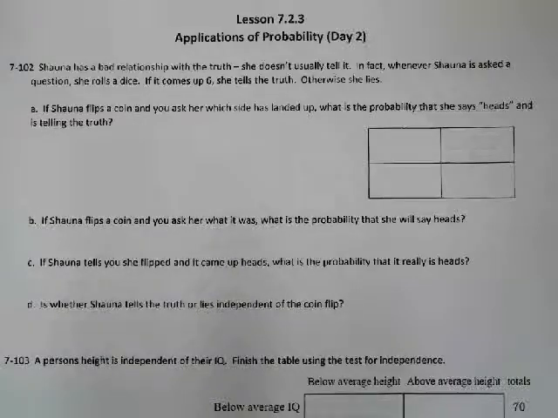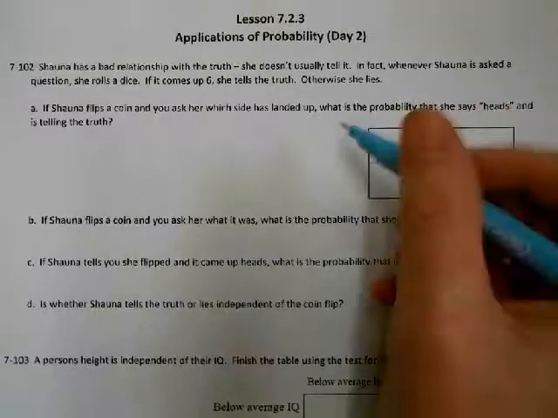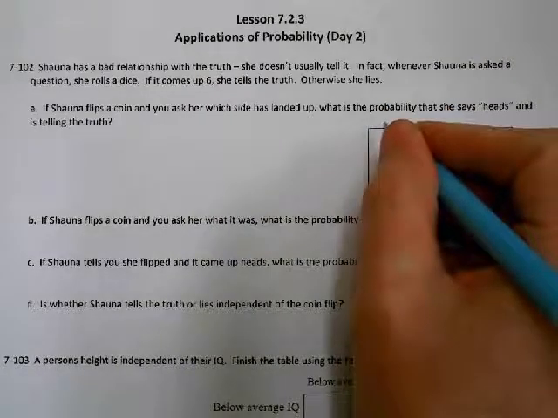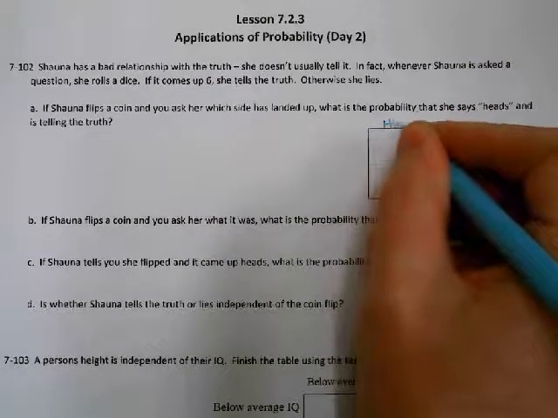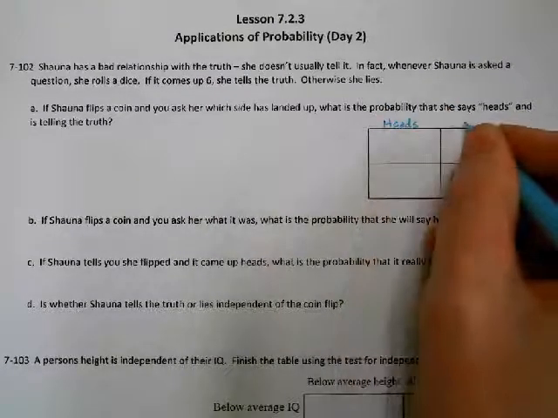Shauna's going to flip a coin, and you're going to ask her which side landed up. What's the probability that she says heads and is telling the truth? There are 2 things happening here. She's going to flip a coin, and then she's going to decide if she's going to lie or not. In the coin flip, there are only 2 outcomes: heads or tails.